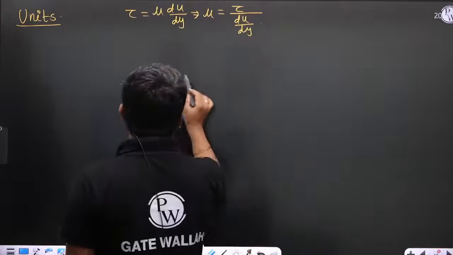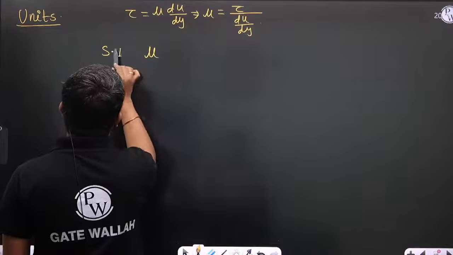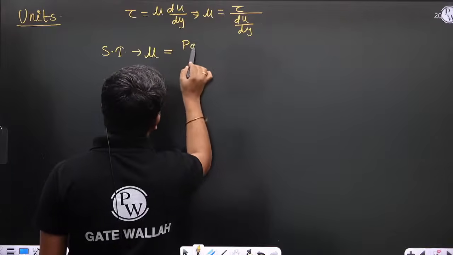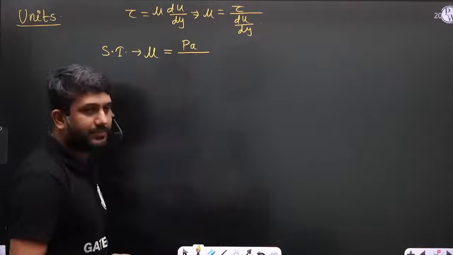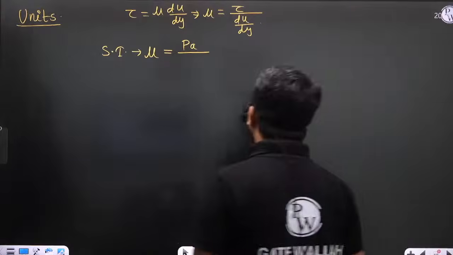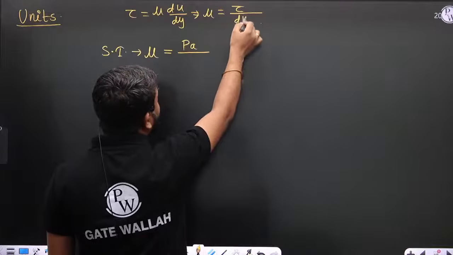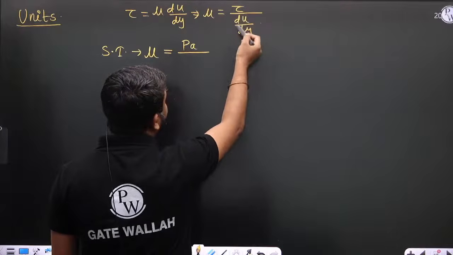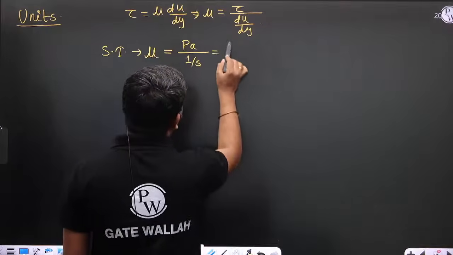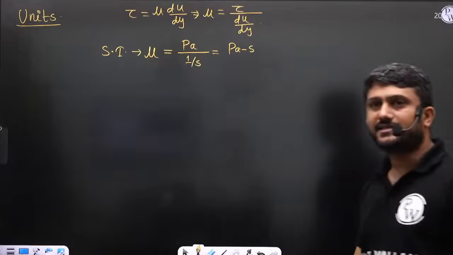Now if I am talking about the SI unit, what is the unit of tau? That is Pascal. And what is the unit of du by dy? The du by dy unit is per second, na? U is meter per second divided by meter. So meter is cancelled out, and this is 1 by second. So simply we can say that SI unit is Pascal second.